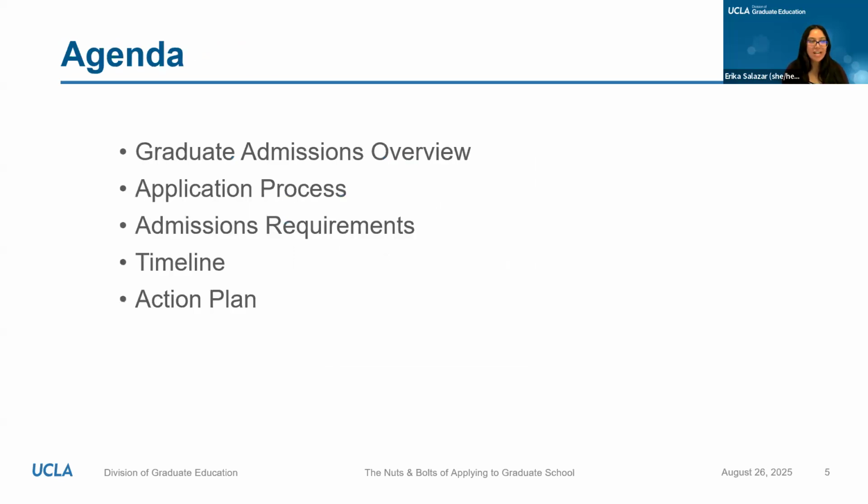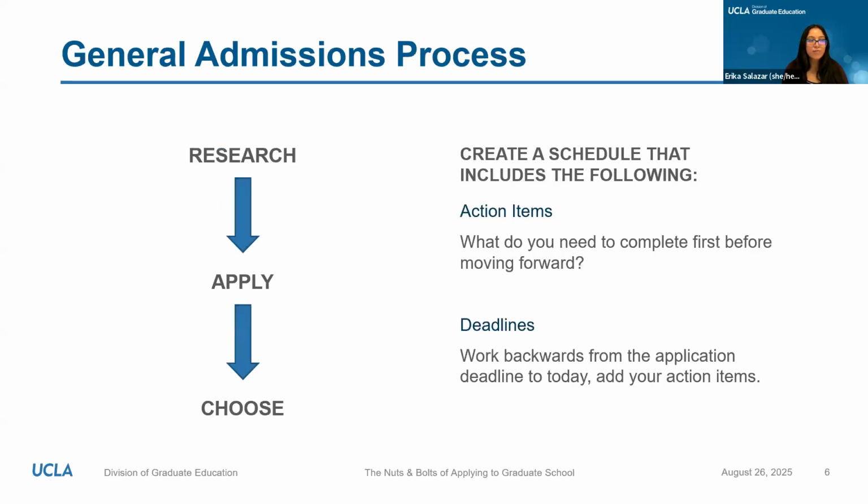So for today's agenda, we will be going over the graduate admissions overview, application process, admission requirements, timeline, and action plan. For the general admissions process, it typically is composed of 3 components. Researching. So first and foremost, you want to research the graduate institutions, graduate programs that you're interested in. After you have done that, you want to go ahead and apply to those graduate programs or institutions. And then after you have been accepted into those programs, you want to choose the right program for you.